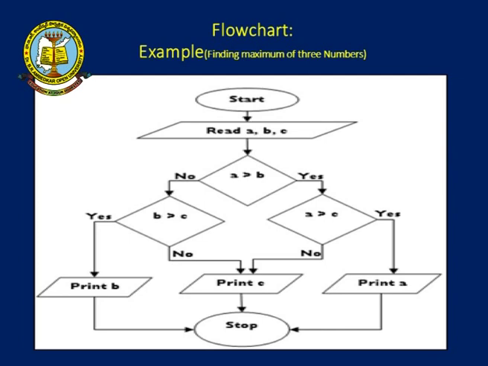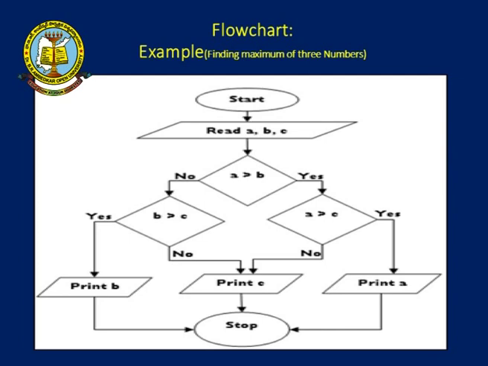Among these 3, if A is greater than B and C, it will go to the yes connector and print A. In the same way, if A is not greater than B, meaning A is less than B, it will go to the right connector, nothing but the no connector. And if A is less than B and B is greater than C, meaning B is greater than A and B is greater than C, then among these 3, B is greater than A and C. That's why it will go to the yes connector and it will print B.